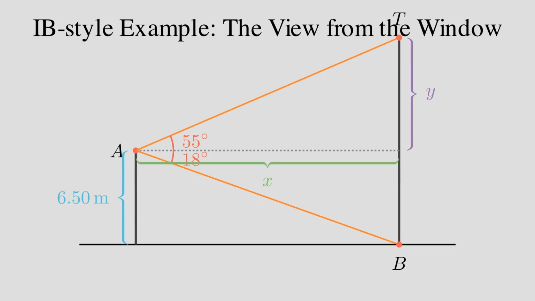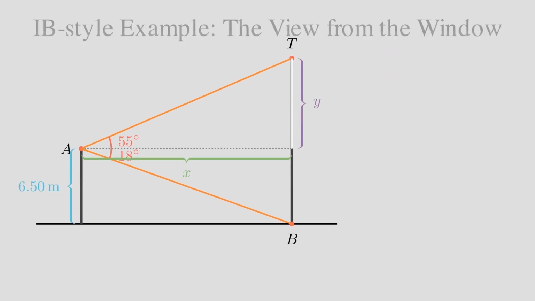Now, the key here is to draw a diagram and see that we have two right-angled triangles. They are stacked on top of each other and they share a common side. The horizontal distance across the street, let's call this distance x.